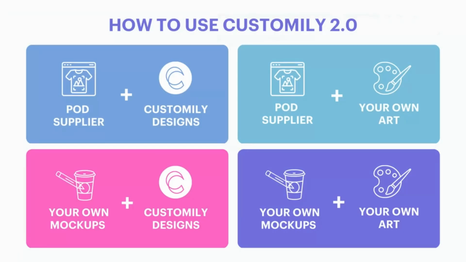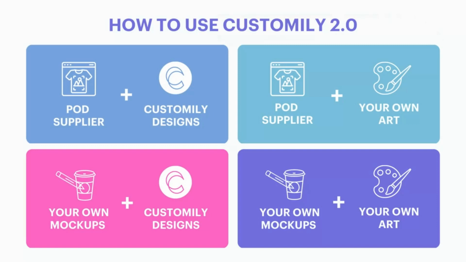So we can say that there are 4 different paths you can explore with Customily 2.0. You can work with a print-on-demand provider who has its own product catalog and add a design from Customily's library to it. This is the fastest path, the one that allows you to have published products ready to sell in minutes. You can work with a print-on-demand provider, but choose to add your own designs to their product. In this case, you will have to populate your design library before being able to publish products in your store.